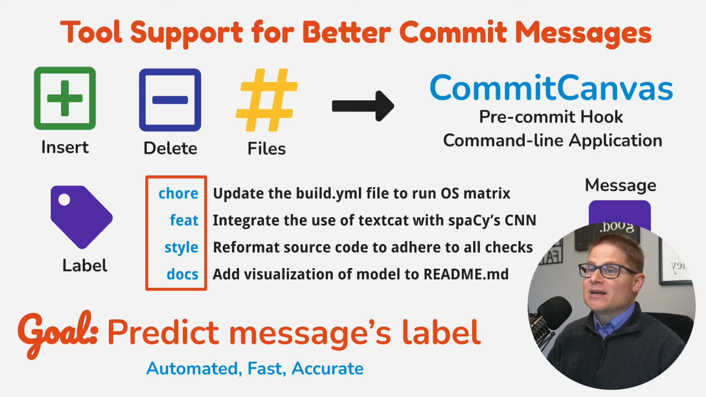Again, if I'm modifying the build.yml file, then according to the conventional commits standard, this should be labeled with chore. However, if I'm adding a new feature to my program, so that it can use textcat from spaCy, then in this case, the label should be feat. If I'm going to reformat my source code, then CommitCanvas will predict that the label should be style. Finally, if I'm adding something to my README file, CommitCanvas will automatically predict that the label should be docs.